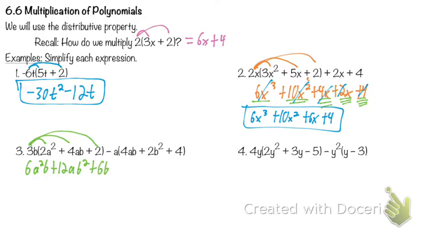3b times 2, 6b. Now, when I'm changing the sign here, here's what I'm going to do. I'm just going to change the a. So I'm going to make this a positive and I'm adding a negative a. Because watch what's going to happen as we distribute in this negative a. Negative a times positive 4ab is going to give us what? Negative 4a squared b. Negative a times positive 2b squared is going to give us what? Negative 2ab squared. Negative a times 4, negative 4a. So, what ended up happening with these three signs at the end?